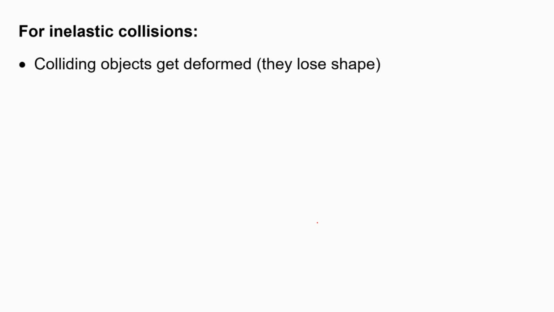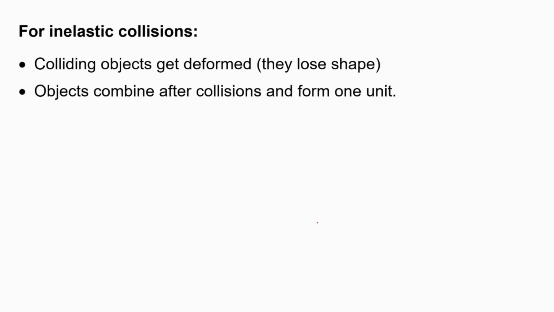Let's discuss some of these points that you have to remember. We say that colliding objects get deformed, unlike in elastic collisions. In elastic collisions, the colliding objects do not get deformed, they do not lose their shape. But for inelastic collisions, the colliding objects get deformed, they lose their shape. Objects combine after collisions and form one unit. That is for inelastic collisions. Remember, for elastic collisions, the objects do not combine after collision.